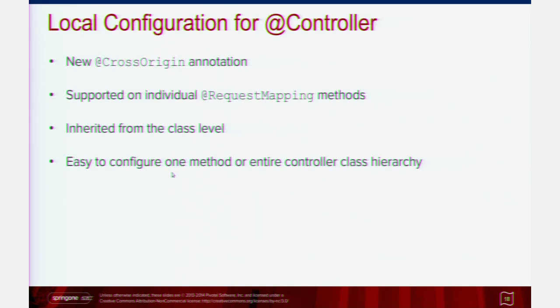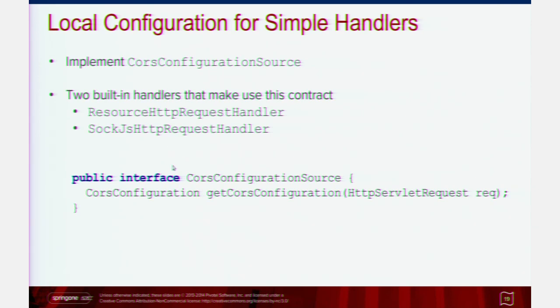And that's in the form of a new cross-origin annotation, which can be added to request mapping methods. And it can be inherited from the type level, which means that it's very easy to go to a specific method, and you don't have to say anything else. You just have to say, this is enabled for cross-origin, and these are the origins and additional configuration. Or you can put it on the type level, including base classes, which means that you can have an entire class hierarchy configured for CORS in a specific way. So that obviously gives you lots of power.